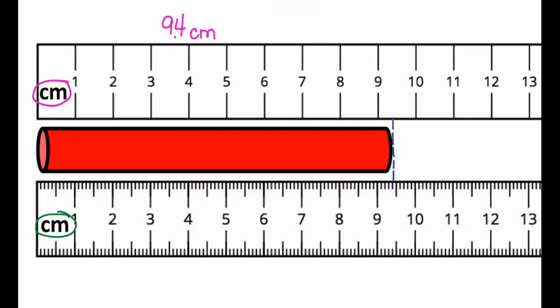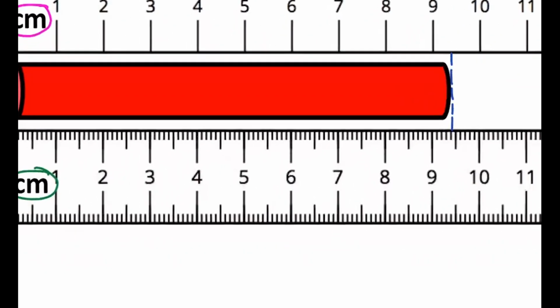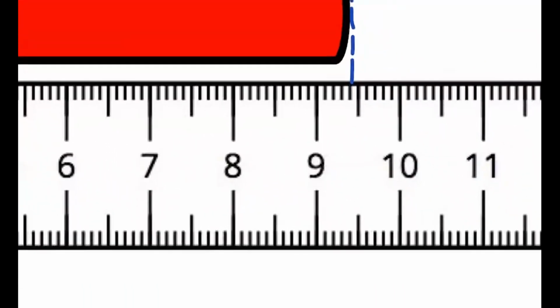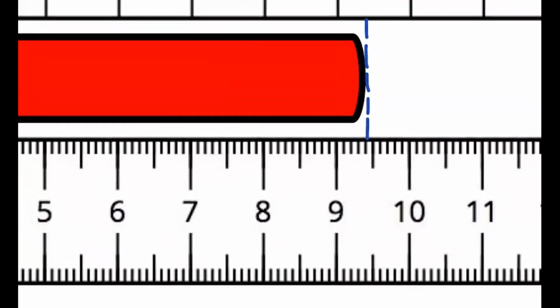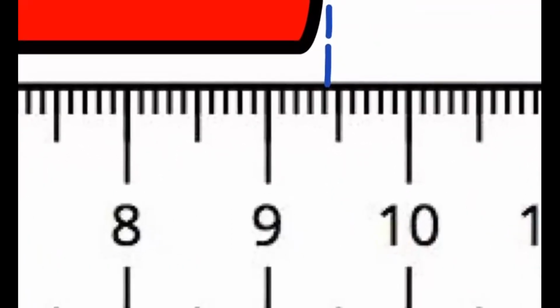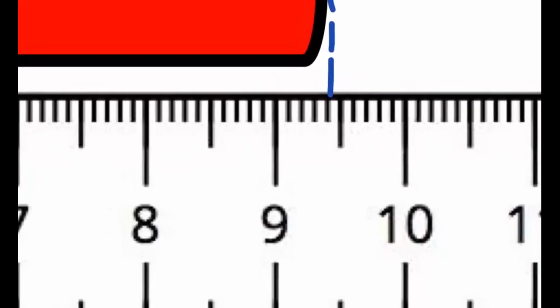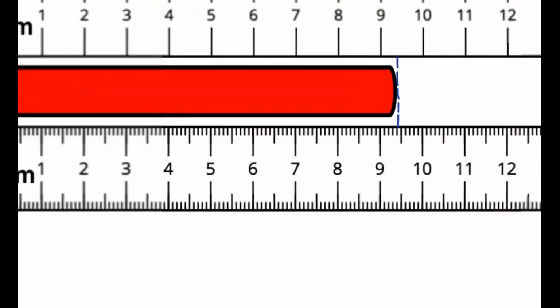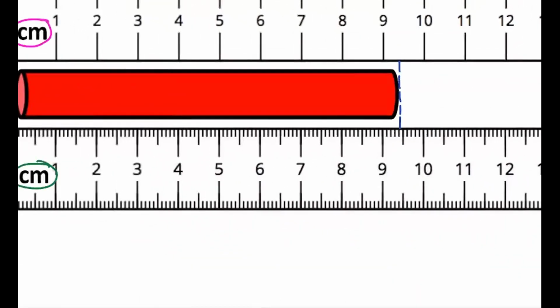Now, I want you guys to pay attention to what happens in the bottom. If we look closely at what happens in the bottom ruler, it actually has the markings for the whole number and for that first decimal place. And if we look even closer, okay, we can see that that line that I drew is a little bit past that 9.4. So what happens when we have a ruler that illustrates the whole number and the first decimal place?